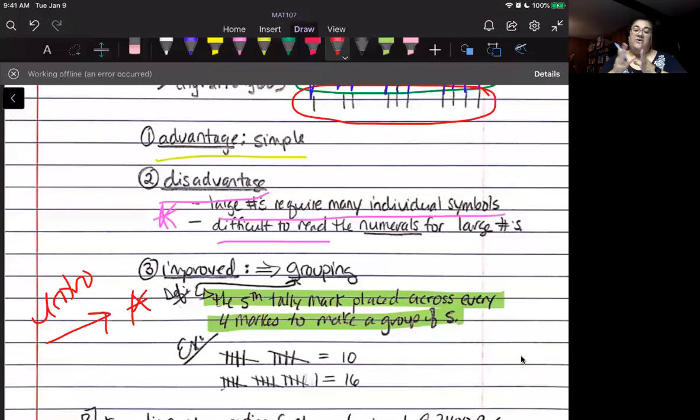Like we do in our system, we group them in tens. That's why we have ones, and then we have tens, and then we have hundreds, and then we have thousands, because we keep grouping them in tens, okay? And this concept of grouping is very important because the other numerical systems that you're going to see, that's what they did too, to help improve the quality of the number system they were using. They found ways of grouping things, creating in essence their own place value so that calculation and things like that would be easier, okay?